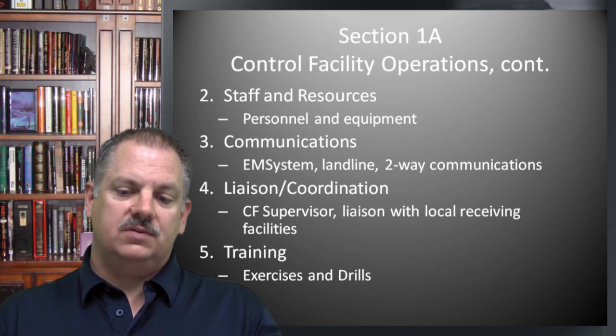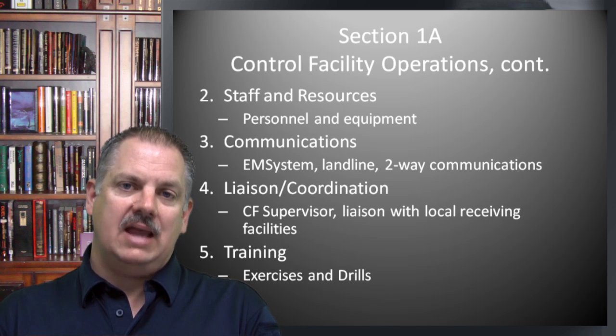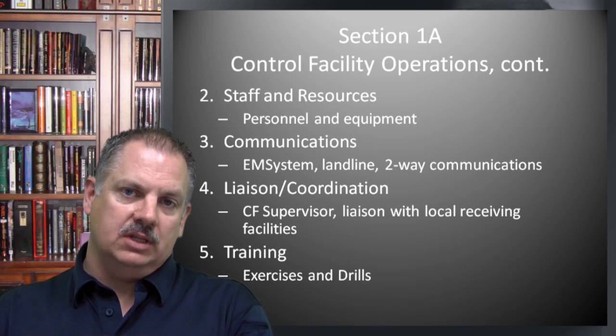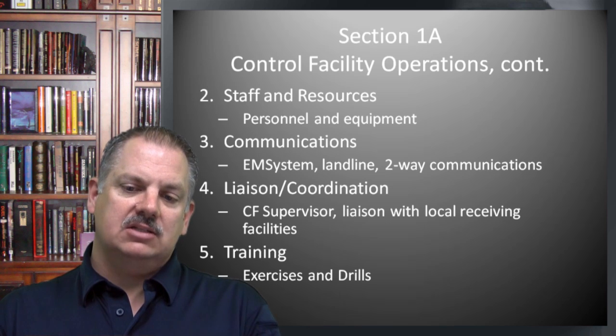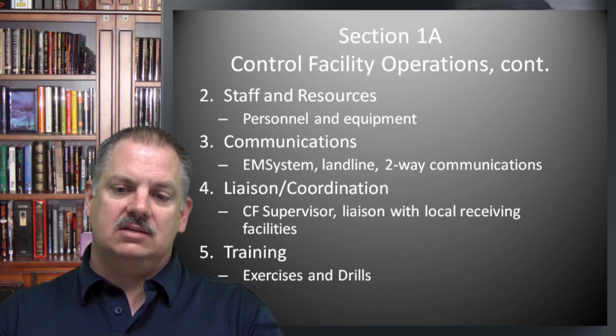They also need to have landline communications and two-way communications, and it's very important that operational areas establish a control facility communications plan so that when an incident happens, you know exactly what to do on the communication side. Because if you're just trying to figure that out at an incident, it takes a little bit longer and can slow things down.